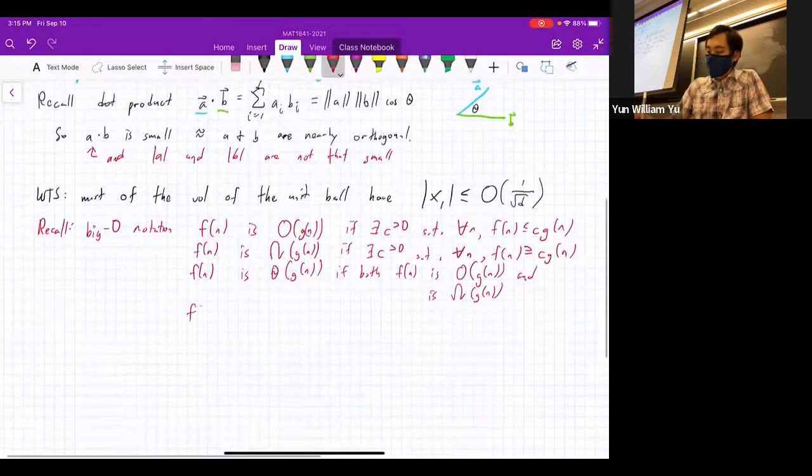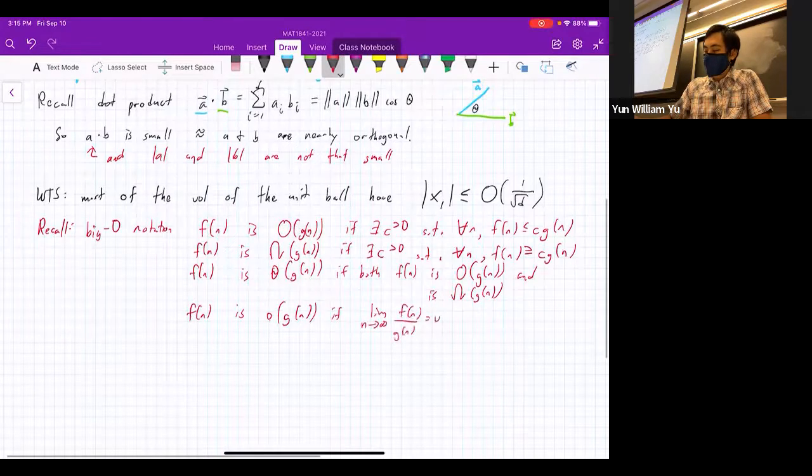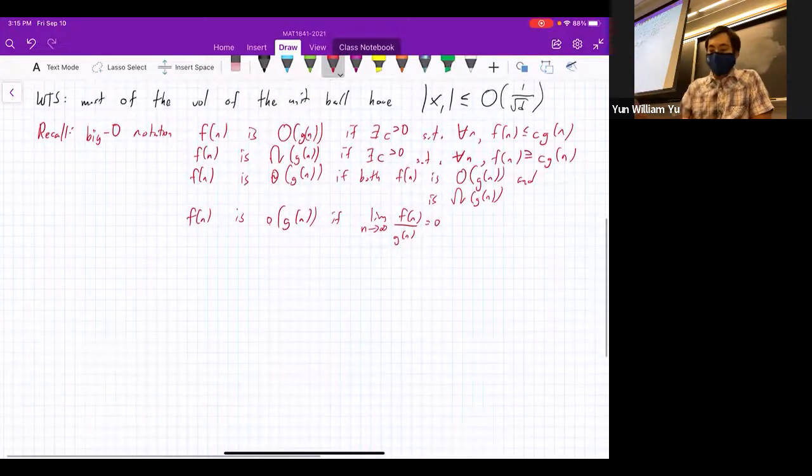And lastly, we have f of n is little o of g of n if the limit as n goes to infinity of f of n over g of n is equal to 0. So basically what we're saying there is that f of n grows much slower than g of n. So what we want to show is that as we increase dimensions, the equator gets fatter, taking up more volume. So does that make sense?